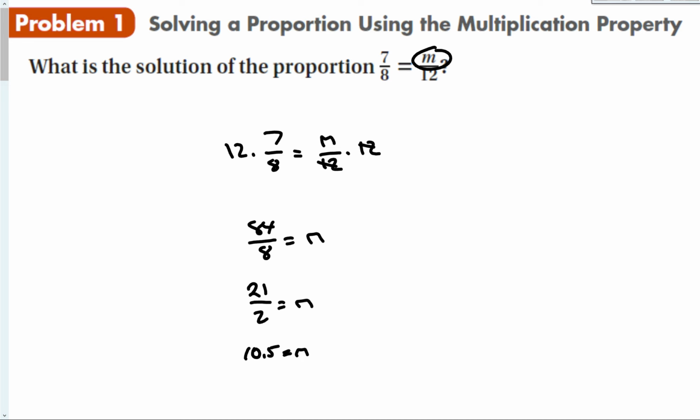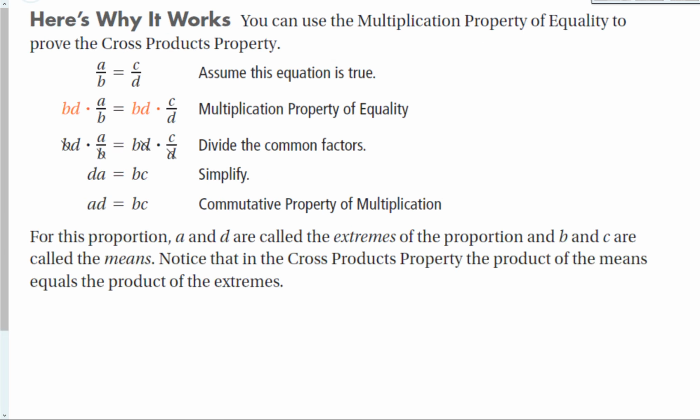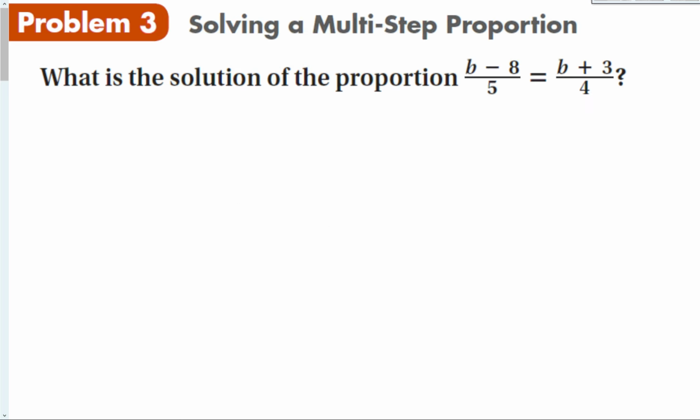Even with my first one, okay? I could, if I wanted to, multiply 7 times 12 to give me 84 equal to 8m, cross products. Divide both sides by 8, and notice that I get the exact same thing as before. Okay, so get into the habit, if you see a proportion, to use cross products, especially if you have a proportion that looks like problem 3.